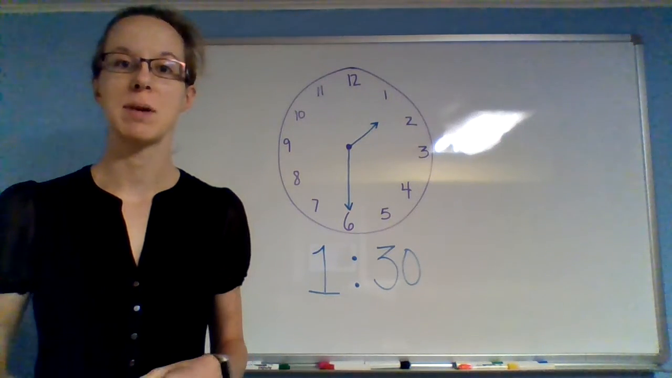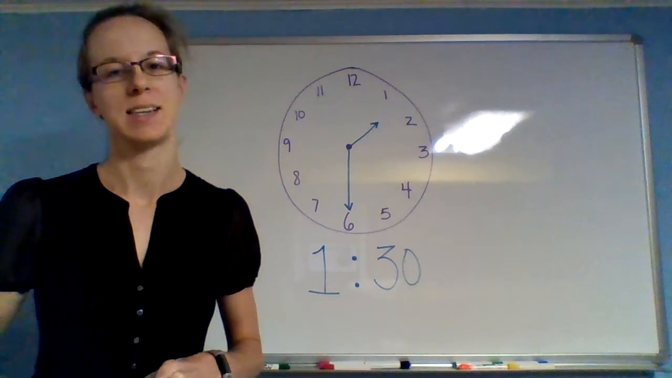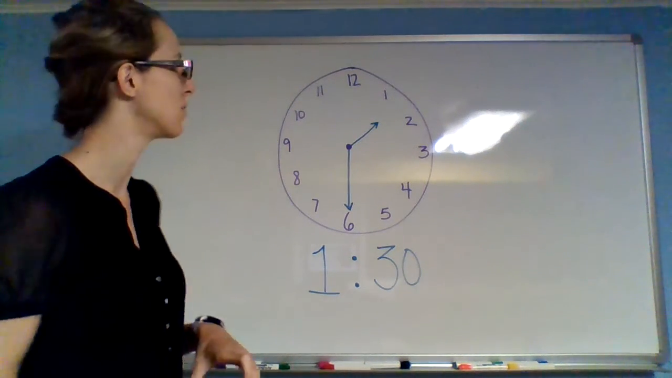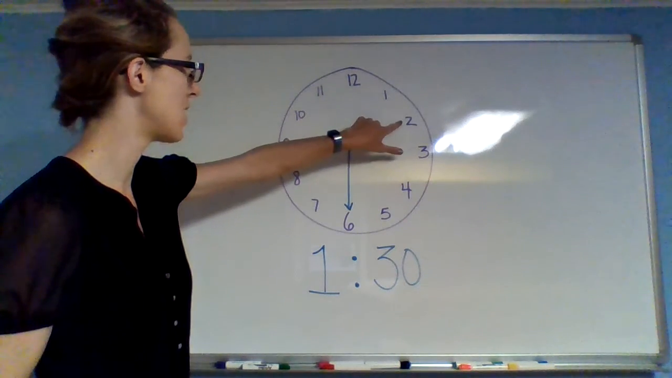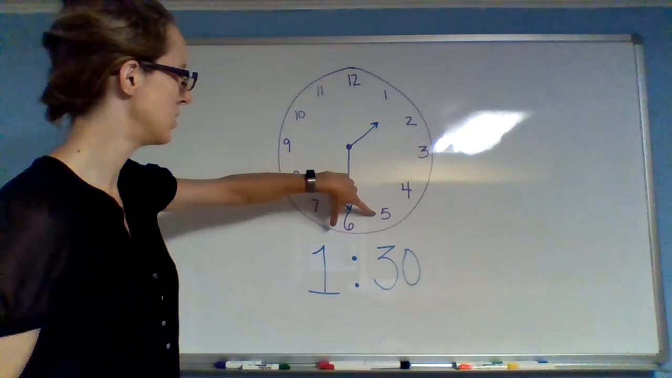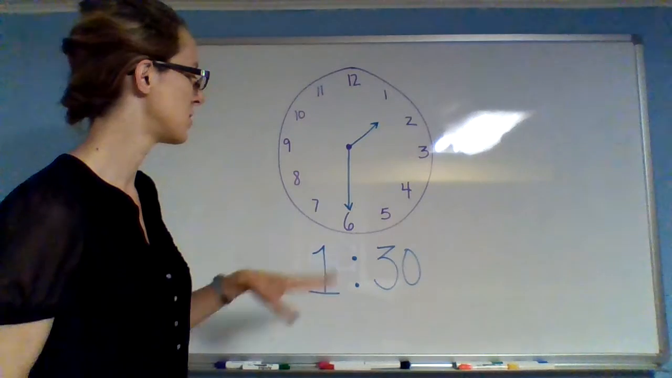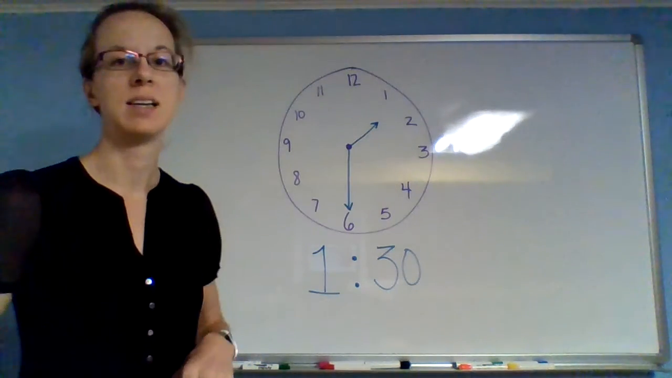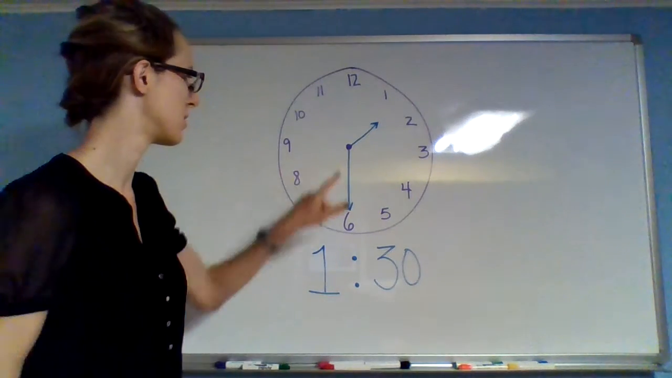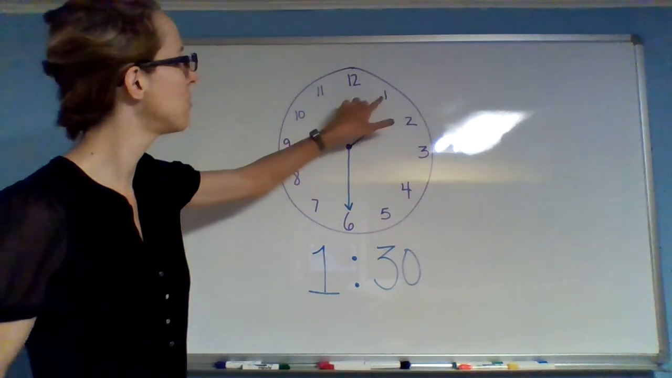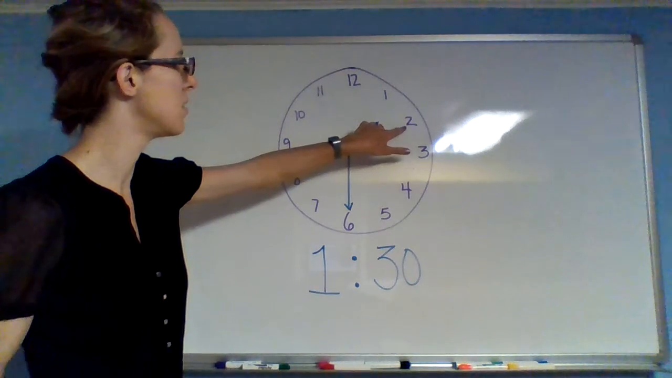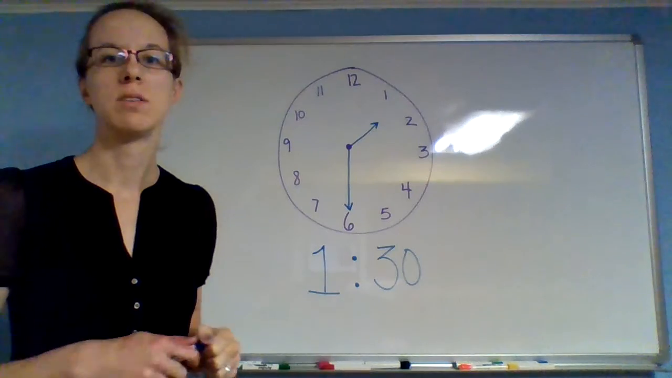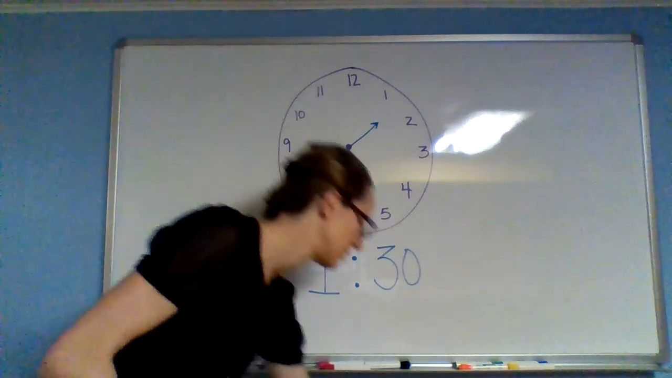Well, this is where our skip counting by fives is going to come in really handy. When we tell times on a clock, we skip count by fives going around. So we start 5, 10, 15, 20, 25, 30. So the 6 on the clock actually means that 30 minutes has gone by. We can see that the short hand is about halfway between the 1 and the 2 because we're halfway around the circle for it to be 1:30.